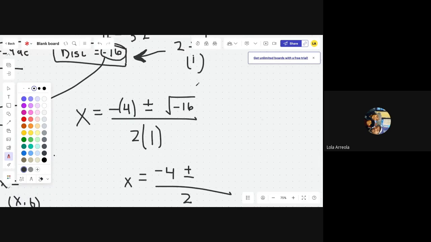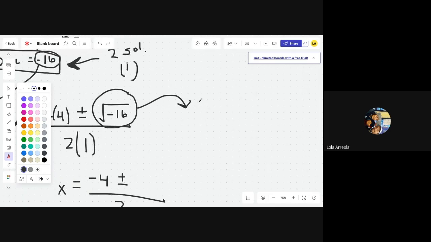Okay, so now we could simplify this guy. This is where I'm going to see the i. All right, so this needs to be simplified so that we could actually see the complex number. So how do I simplify the square root of negative 16? Oh, I notice I want to take out that negative 1. So what negative 1 times what gives me 16?